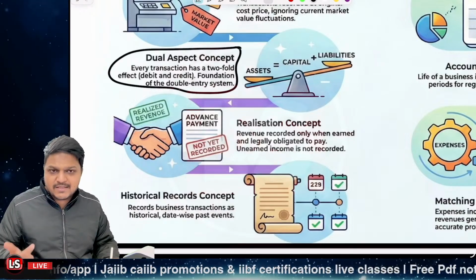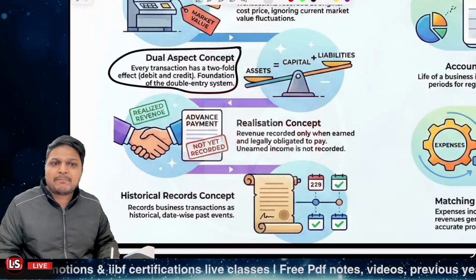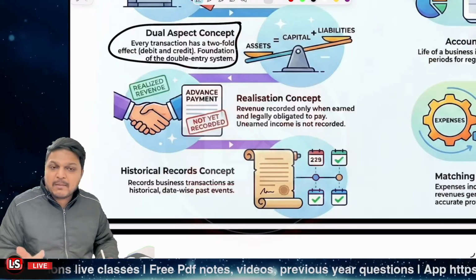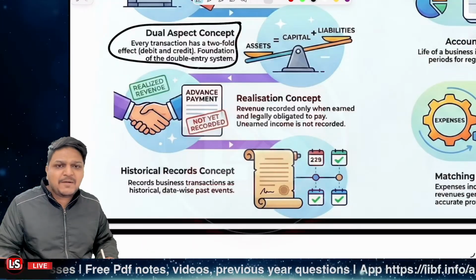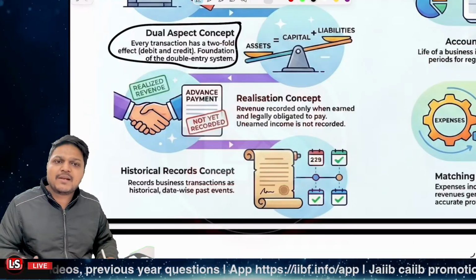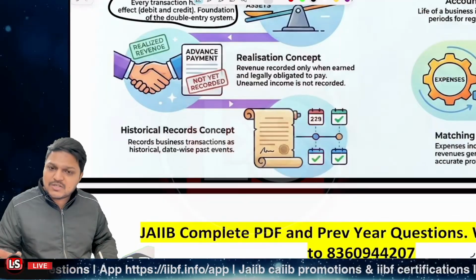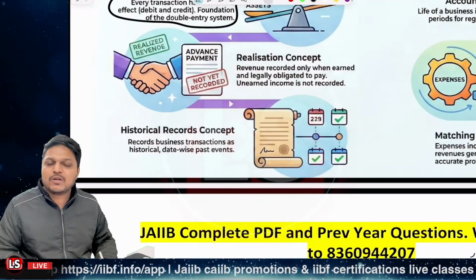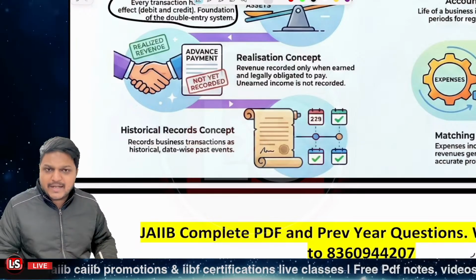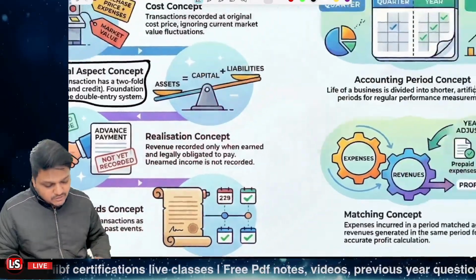For the dual aspect, every single entity or transaction is having a dual concept, two sides at least. One is the debit side, one is the credit side, and the balance sheet equation says that the assets are equal to the capital plus liabilities. Further, it's related to the realization concept, that an amount that is paid to you in advance is a liability on you. It is not realized. You can be considering it as revenue only when it is realized, right? Not before that. Historical records concept, that only the historical transactions are to be recorded. Future transactions cannot be recorded. You can only record those events that have already happened, right? That was the historical concept.